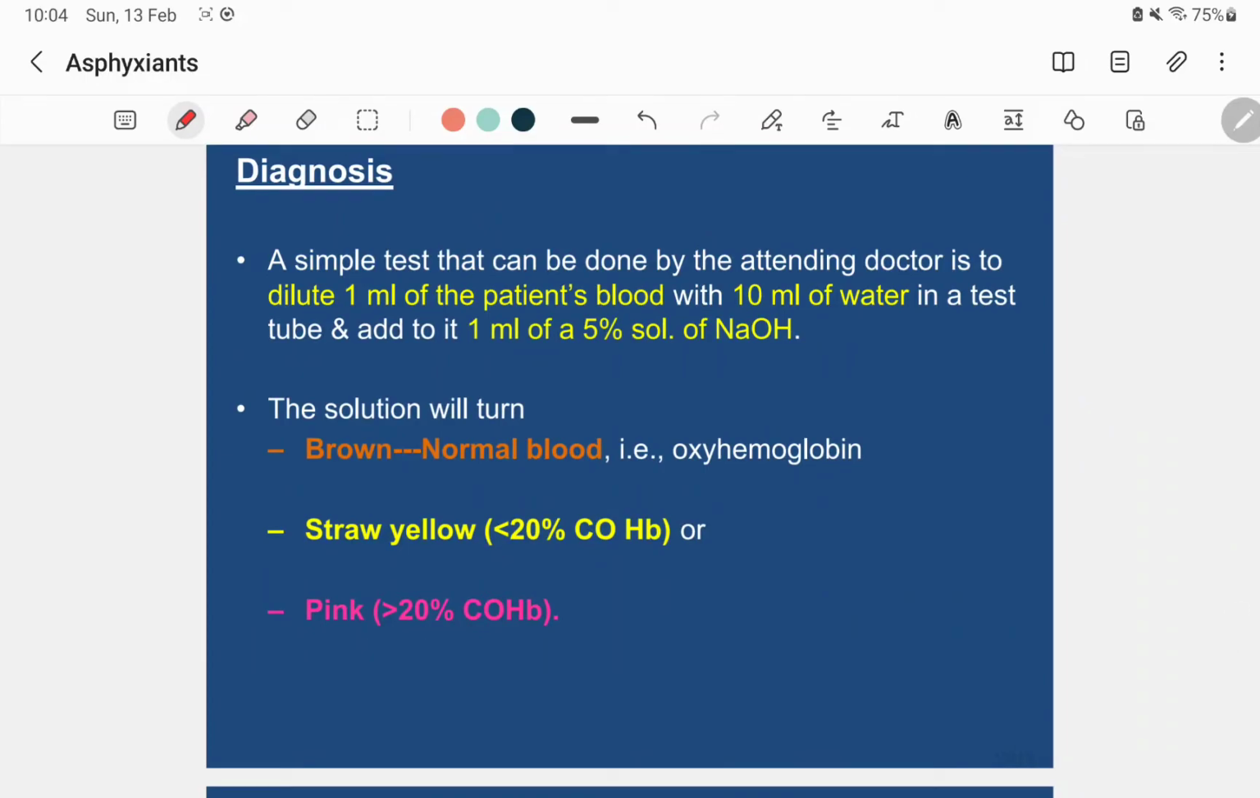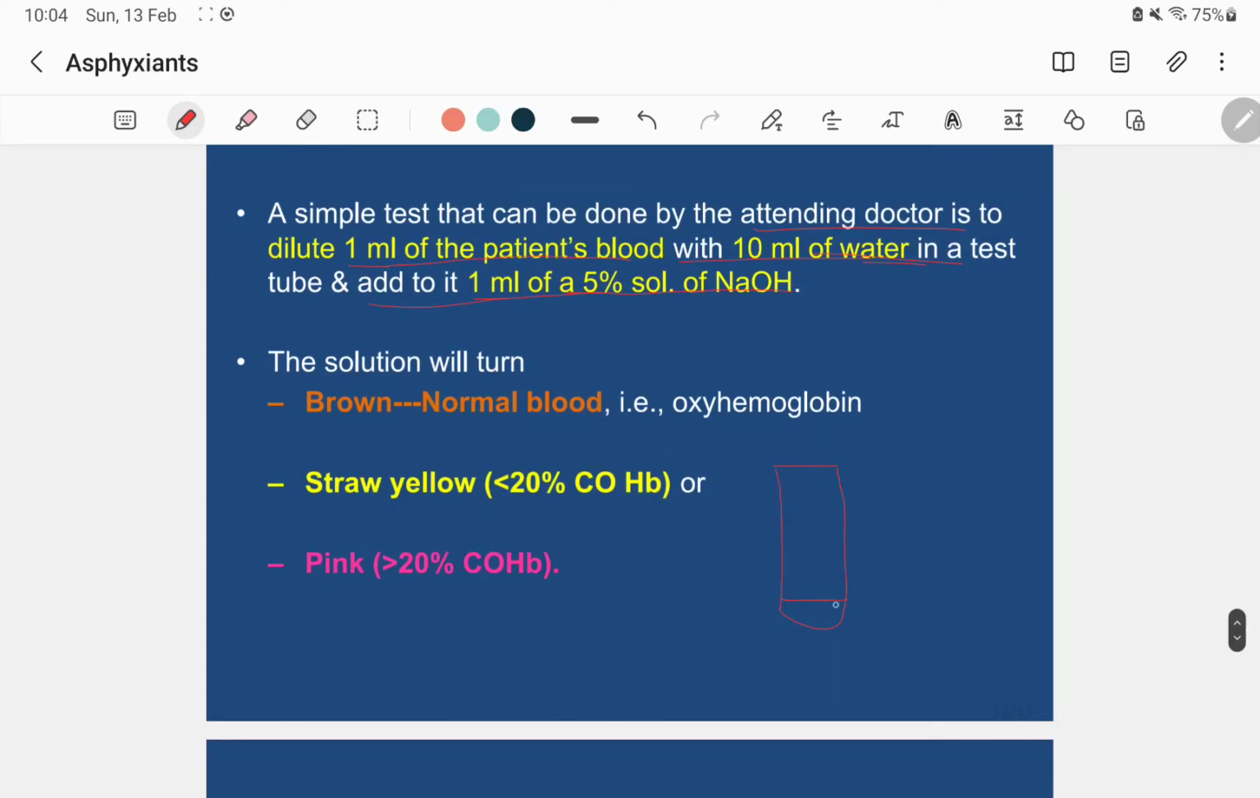Okay, so diagnosis. A simple test can be done by the attending doctor. They take a test tube and add 1 ml of the patient's blood, and then 10 ml of water, and mix them so they become one solution. So it is 10 ml of water plus 1 ml of the patient's blood.